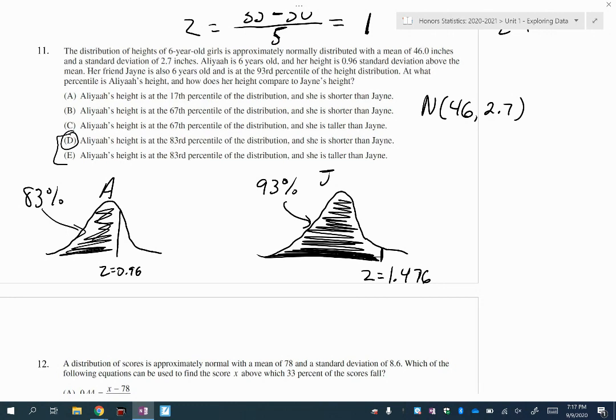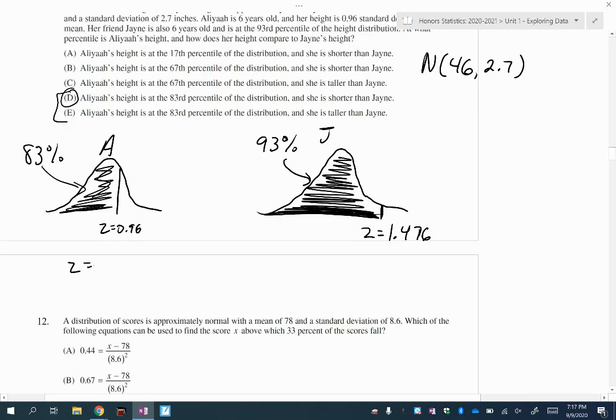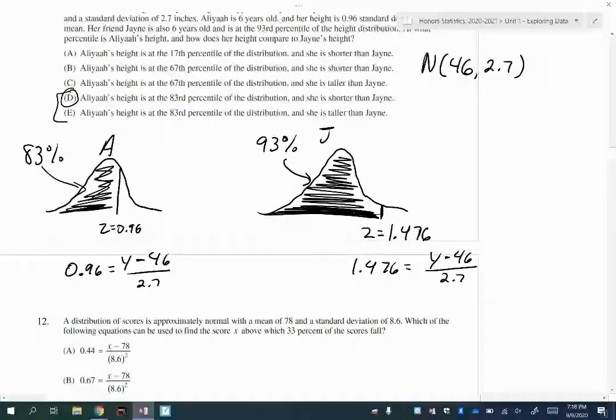If you wanted to go any further, might as well, we've got this video going. I can find out what their actual heights are. This is completely unnecessary. Don't feel like you need to do this work, but I can just do it real quick, to solve for their corresponding heights if you wanted to actually see what their heights were. Okay, so I'm going to go to Desmos and multiply their z-scores by 2.7 and then add 46.